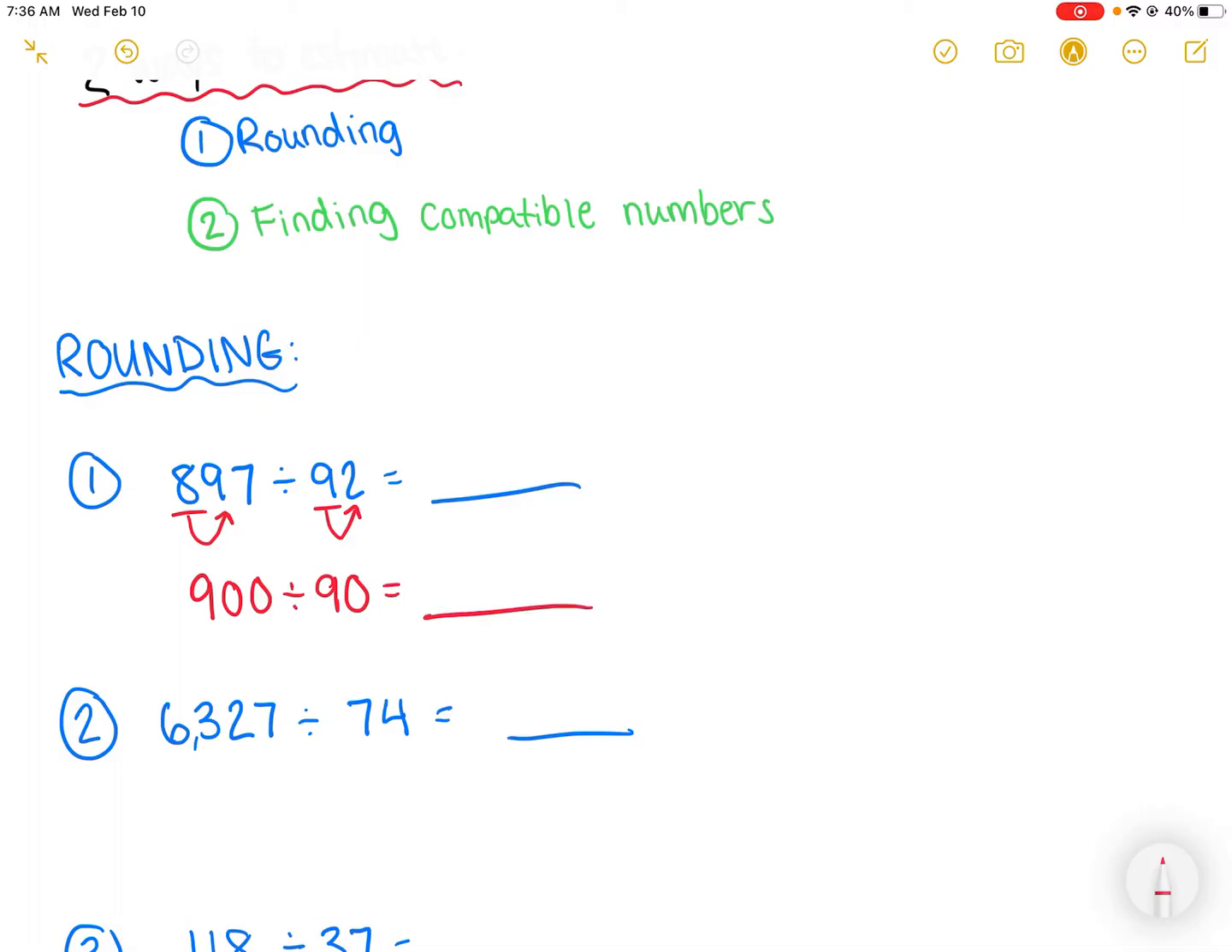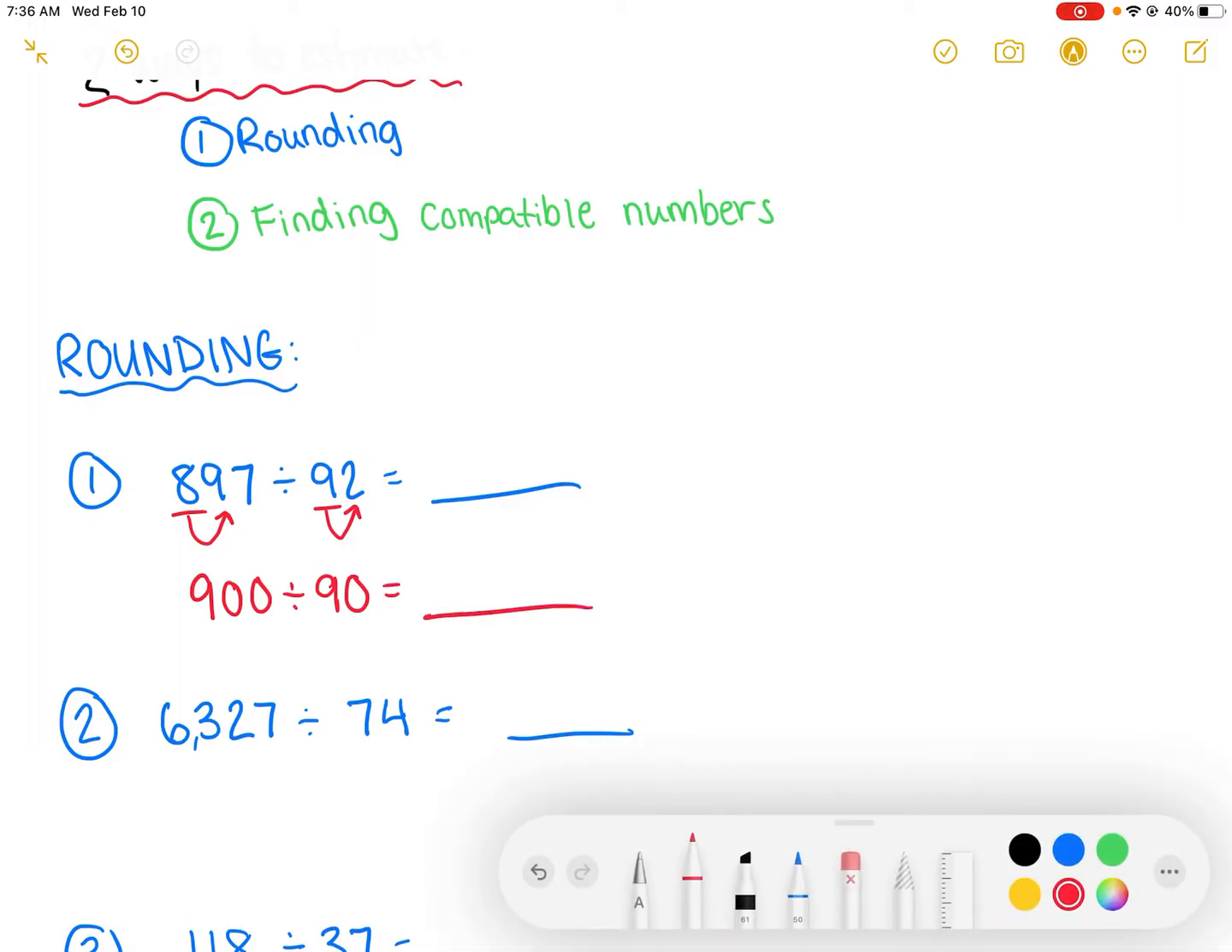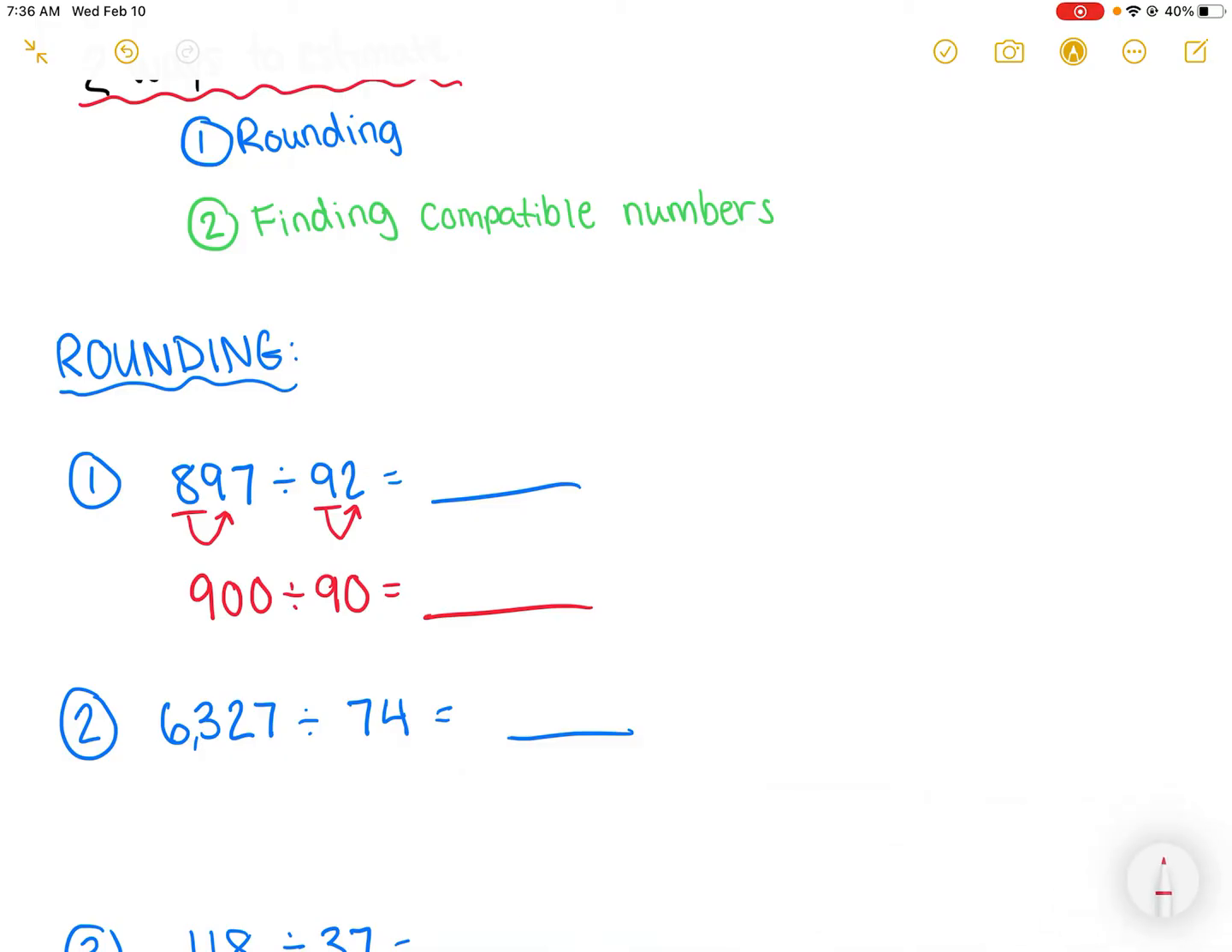Now this problem looks awfully similar to problems we did in the last lesson, so it's much easier to find the answer. So let's find our basic fact, which we can do 90 divided by 9, which will give me 10, and I have 1 zero that we can cross out. So my answer is 10. Another way to check my answer to make sure it's correct is to do 90 times 10. I know 9 times 1 is 9. There are 2 zeros. So I get back my original of 900.